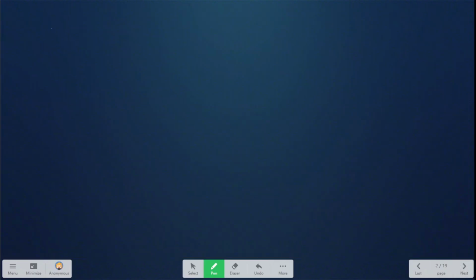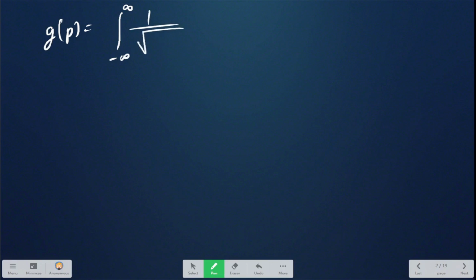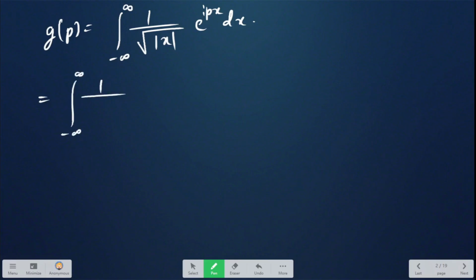Let's do this. G of p is equal to integral minus infinity to plus infinity f of x, which is 1 by root of modulus of x, times e raised to i px dx. This is equal to integral minus infinity to plus infinity 1 by root of modulus of x times e raised to i px, which can be written as cos px plus i sin px.